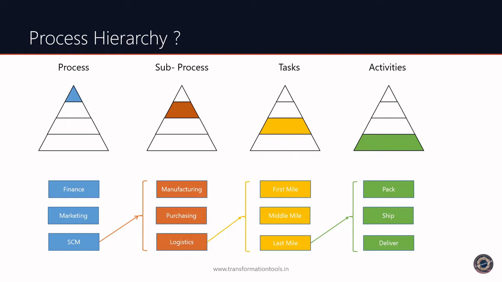Now, typically, when we create a process map, it is not necessary that you follow the exact level by level breakdown of the process. Typically, one would like to create a process in as many details as possible, with some logical grouping in terms of process, sub-process, tasks, and activities.